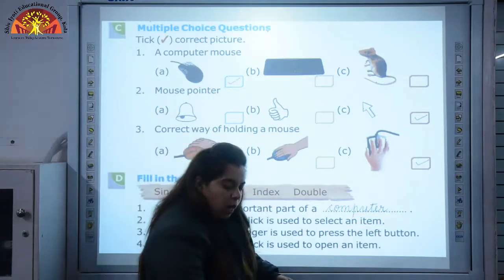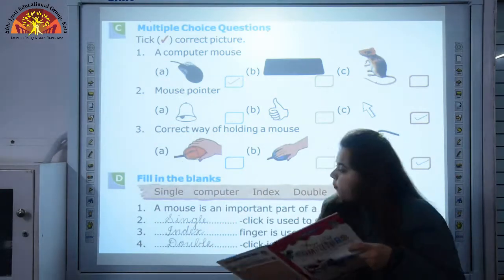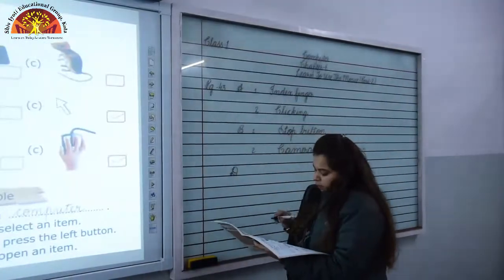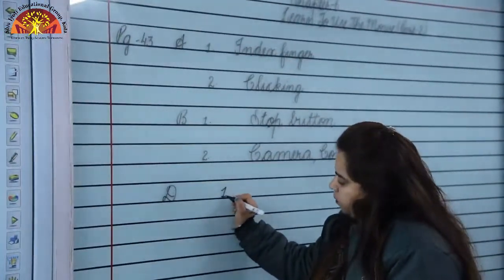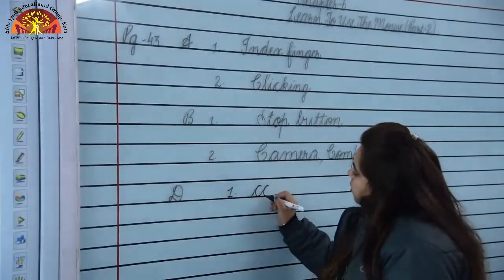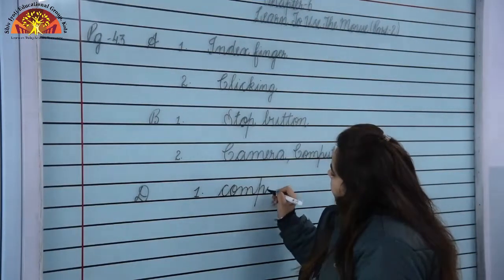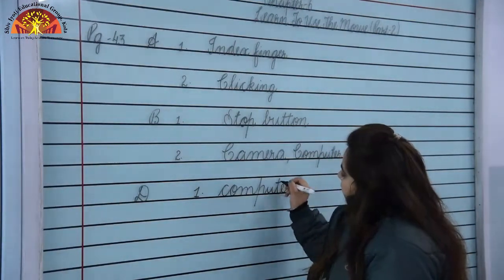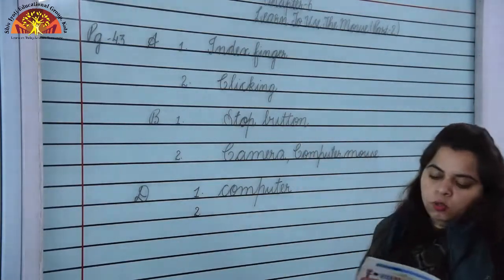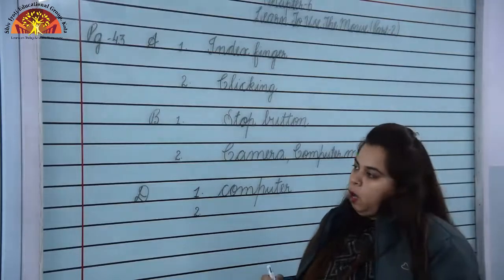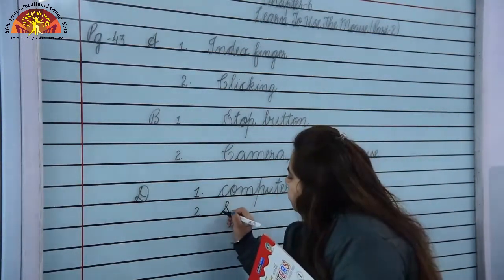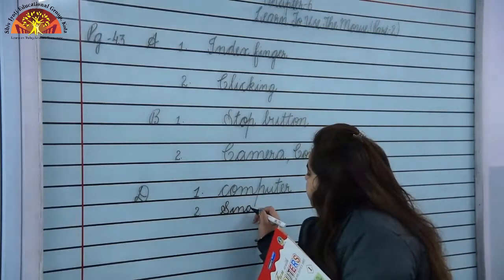Now let's see, children, how to write these words. First, a mouse is an important part of a computer. COMPUTER. Number 2, dash click is used to select an item. How many times do we click to select an item? We click it once. Single, S will be capital. S-I-N-G, single.